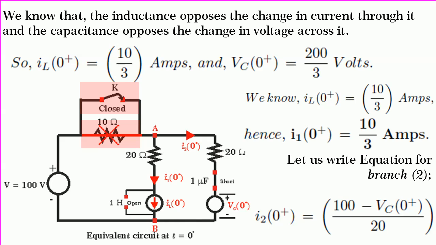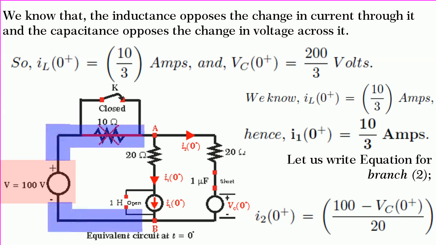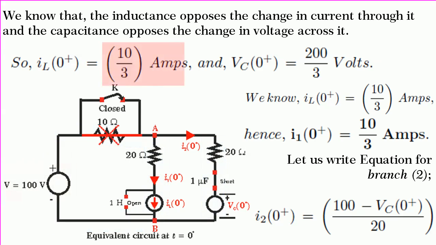It should strike immediately. Inductance is replaced by a current source of 10 by 3 amperes and the capacitance is replaced by a voltage source of 200 by 3 volts. You also note that there are two parallel branches, one in which I1(0+) is flowing and another in which I2(0+) is flowing. Very important point to note that the source of 100 volts is applied across these two parallel branches. In parallel branch 1, there is a current source of 10 by 3 amperes present, hence I1(0+) is equal to 10 by 3 amperes.